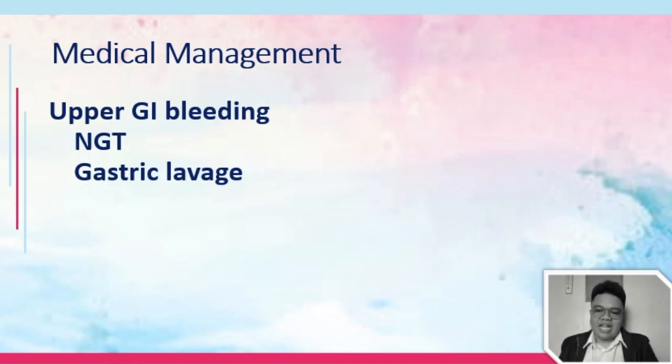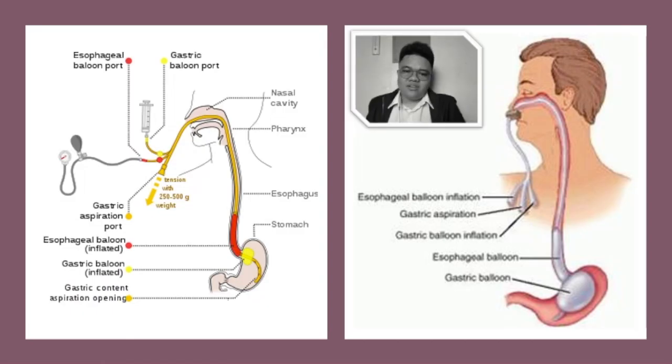Then we have a special kind of NGT that is being used. One kind is your Sengstaken-Blakemore tube, and another is your Minnesota tube. Again, the Sengstaken-Blakemore tube and the Minnesota tube. The purpose of these is to apply pressure to the lower esophagus. These are tubes inserted and dilated to control bleeding, to tamponade the bleeding of esophageal varices, following the principle that whenever there is bleeding, we apply pressure to the site of bleeding.